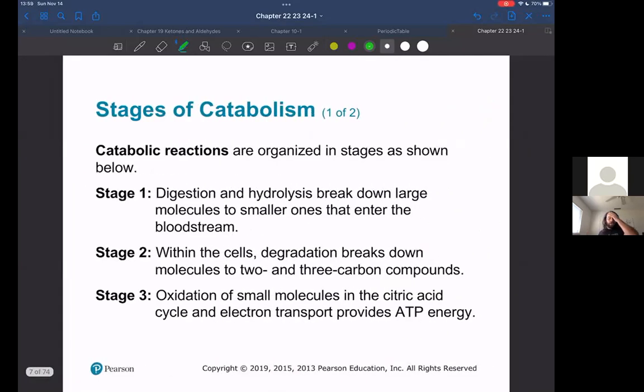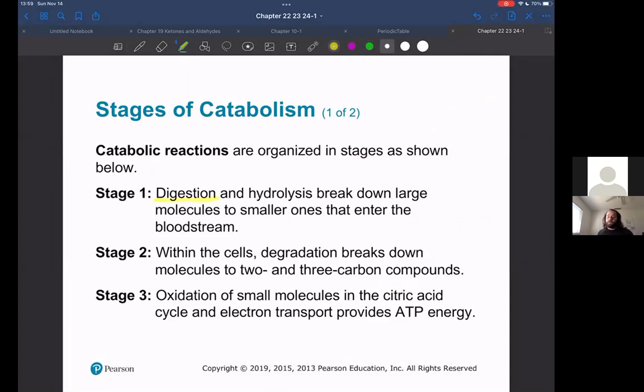Okay, so catabolism of carbohydrates occurs in 3 steps. First is the digestion step. Step 1, digestion. This is where you break down your larger polysaccharides into smaller monosaccharides, okay? Those smaller units are what can enter into the cell.